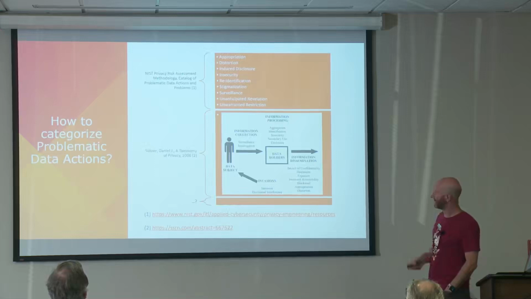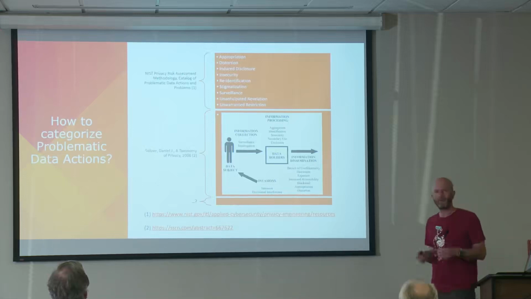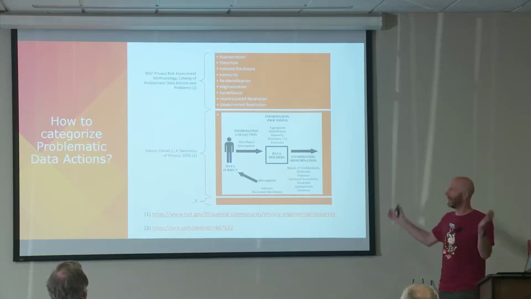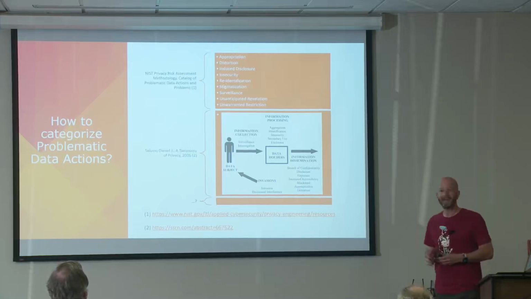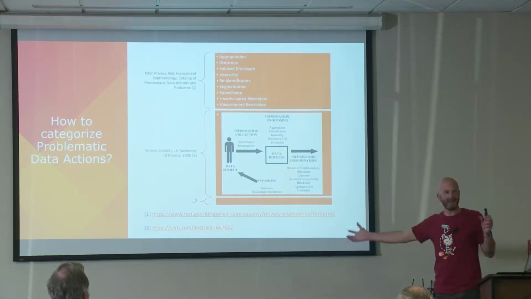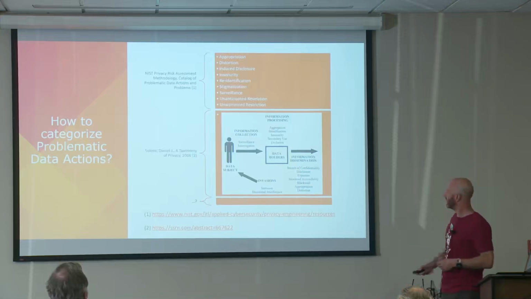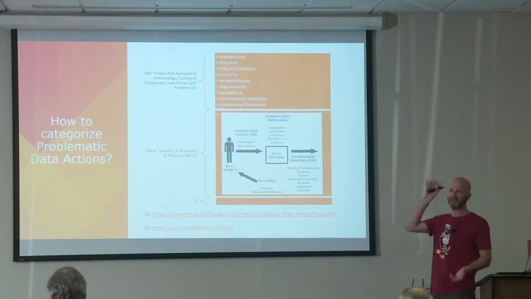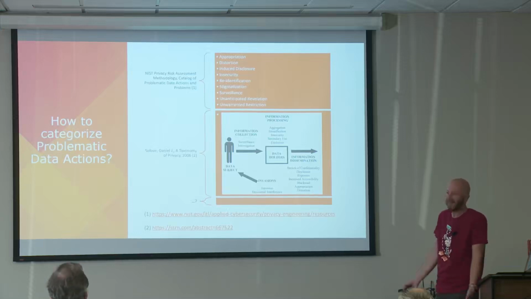There's also a frequently cited paper from Dan Solove that also tries to think about problematic data actions. It could be surveillance, data aggregation, identifying de-identified data again with individuals, all sorts of things. And then, of course, also security issues. A data breach could happen and somebody's personal data gets leaked to the world, and that's also a problematic data action. So there are some catalogs to check into.